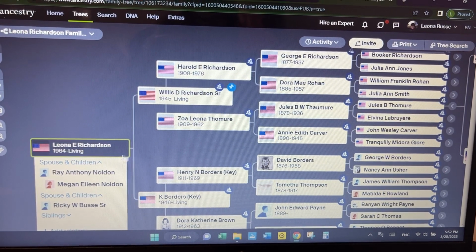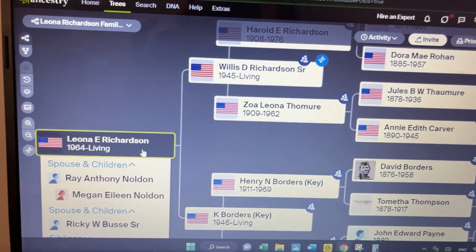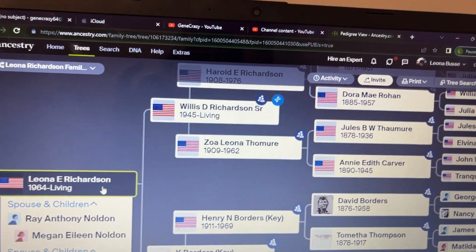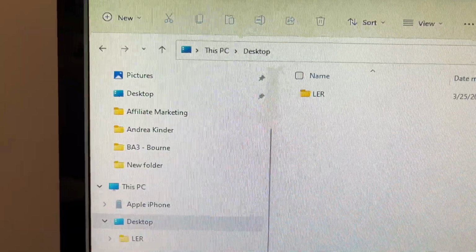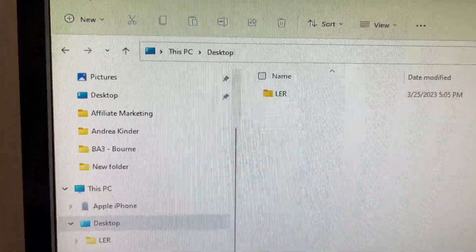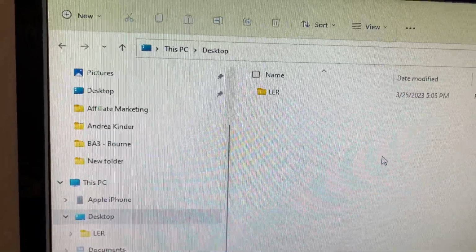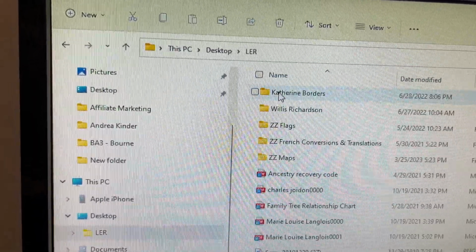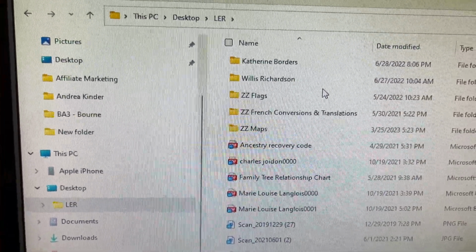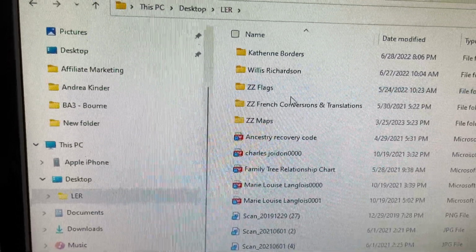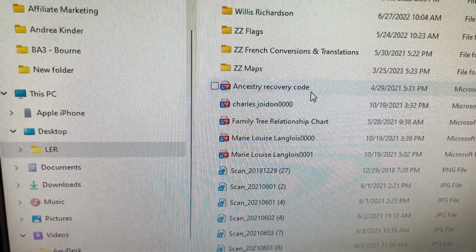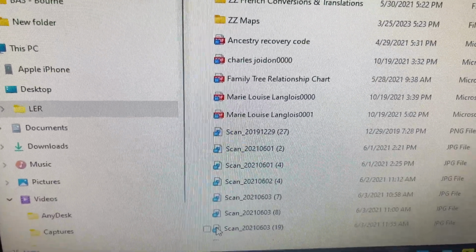This is my family tree, so if you notice, my maiden name is Richardson. To start the organization of files, under the desktop, I named my main directory LER, which represents Leona Eileen Richardson. Underneath that, you will see my mother and father directories. Then you'll see some supplemental directories that I use, and then some scan files that I haven't named yet.